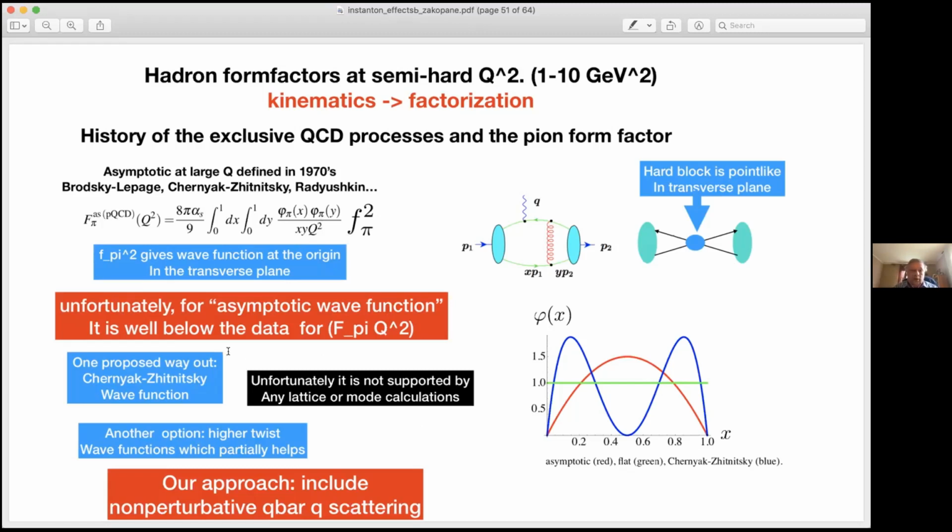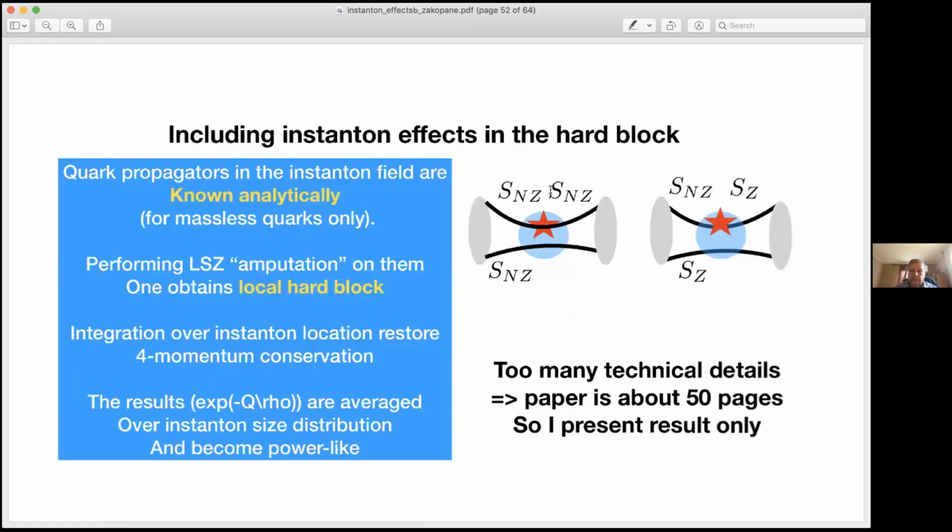So one way out was suggested by Chernyak-Krasnitsky, who said maybe the wave function is like this blue line, and that increases this integral and makes it agree with experiment. But it was not supported by lattice and other theoretical developments, so it is not working. So our idea was that we simply add to the hard block, which is called the hard block, an instanton, and calculate the contribution of the instanton to the hard block and see what happens.